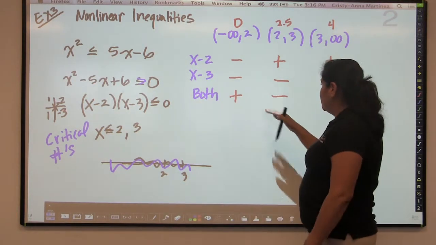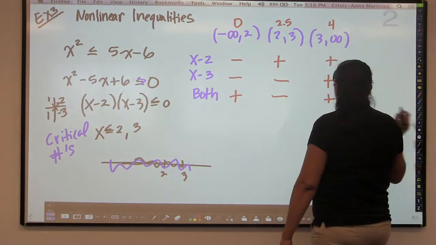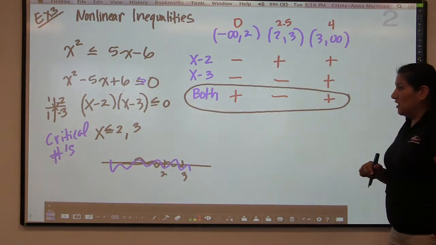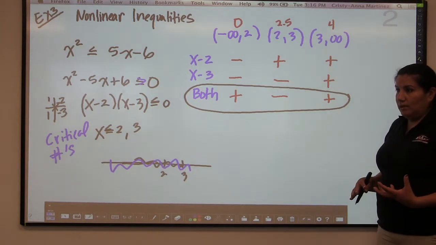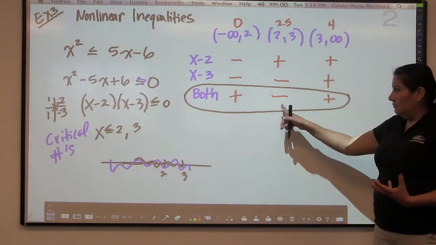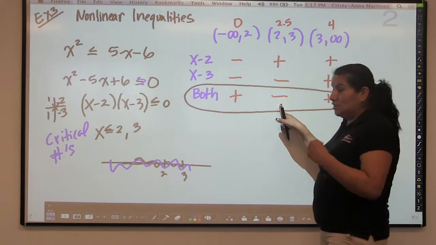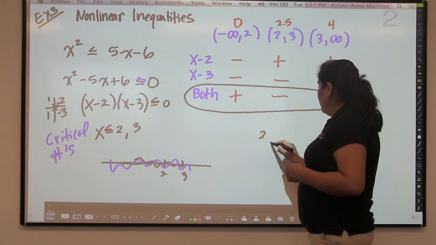So which of these is less than 0? All you're looking at now is the bottom row, both together. Which one of those intervals is the one that you want? Clearly the middle one, because it's less than 0, negative. Right? So my solution will be 2 and 3.